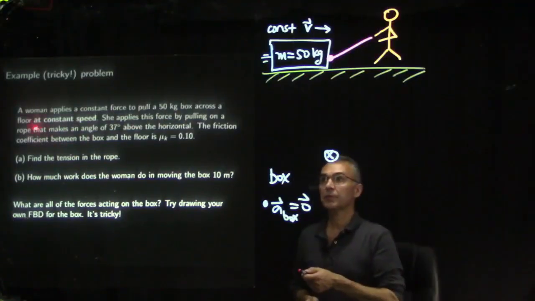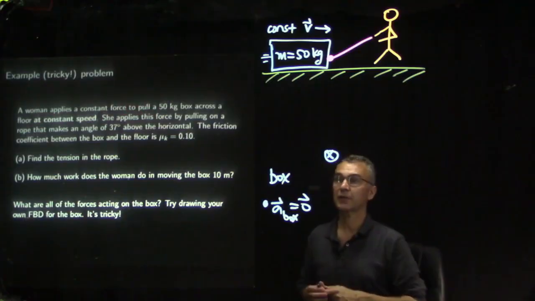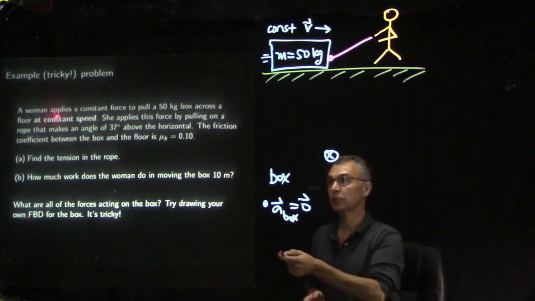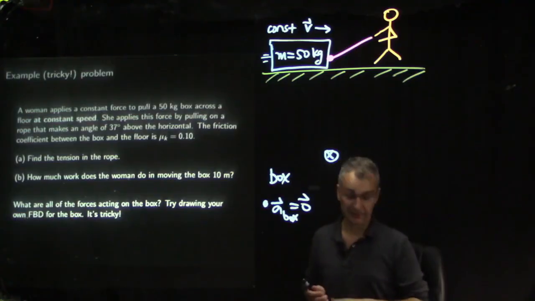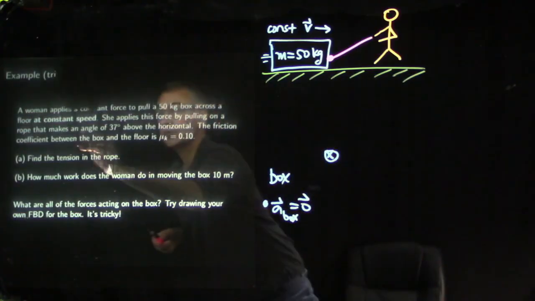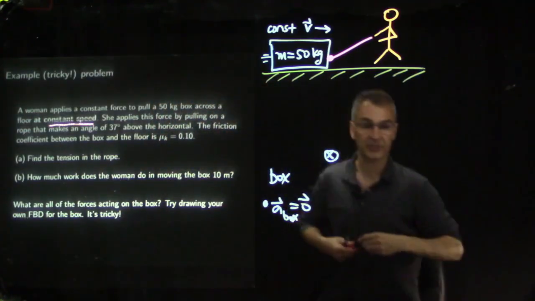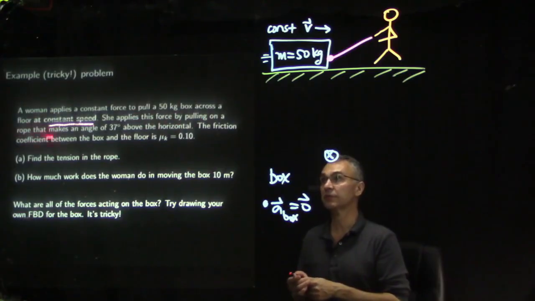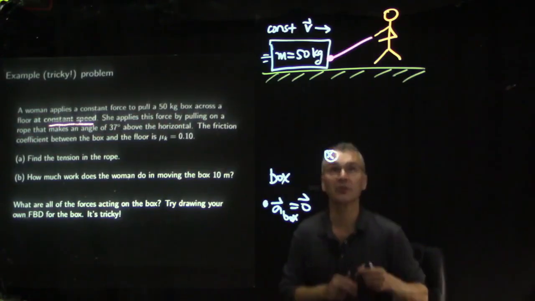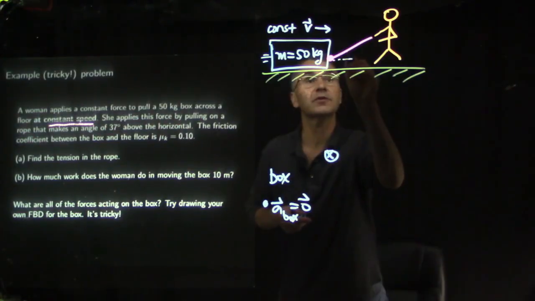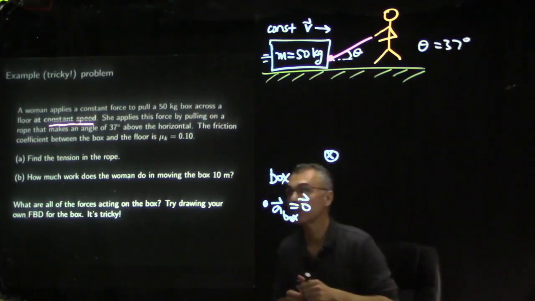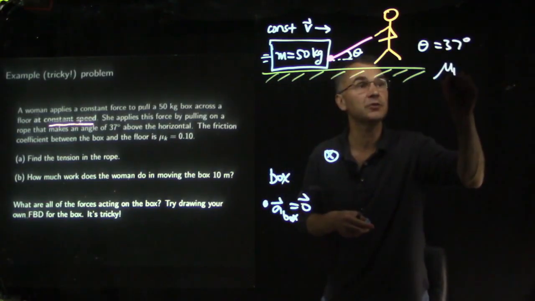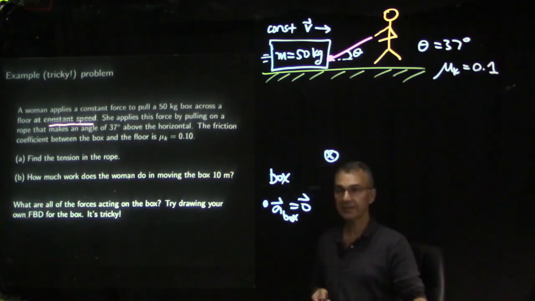wheels involved. Here's a problem with the same scenario, except that now you've decided that it's pulling rather than pushing. So a woman applies a constant force to pull a 50-kilogram box across the floor at constant speed. Okay. So across the floor, constant speed. So I think this is going to imply constant velocity, because it's also not changing direction. She applies this force by pulling on a rope that makes an angle of 37 degrees above the horizontal. So there's this angle theta, and that theta will turn out to be 37 degrees. So what's given? And the friction coefficient between the box and the floor is mu kinetic, 0.1. Find the tension in the rope.